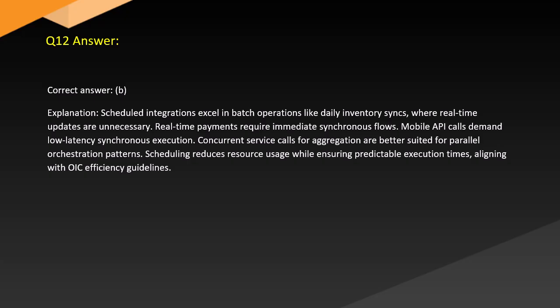Answer. Correct answer: B. Explanation. Scheduled integrations excel in batch operations like daily inventory syncs where real-time updates are unnecessary. Real-time payments require immediate synchronous flows. Mobile API calls demand low-latency synchronous execution. Concurrent service calls for aggregation are better suited for parallel orchestration patterns. Scheduling reduces resource usage while ensuring predictable execution, aligning with OAK efficiency guidelines.